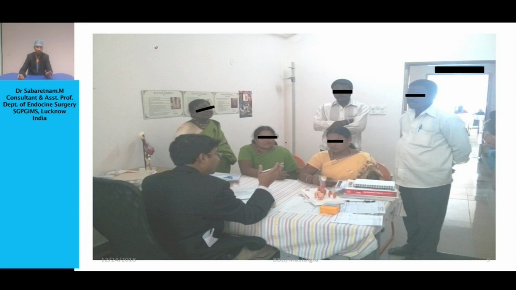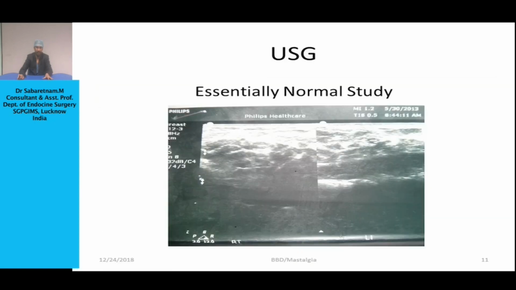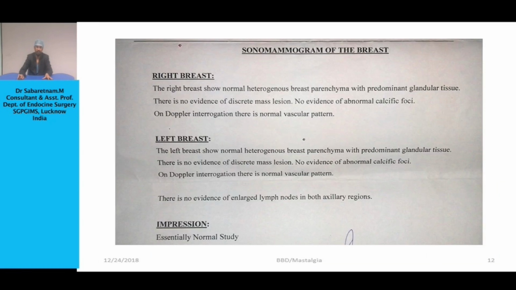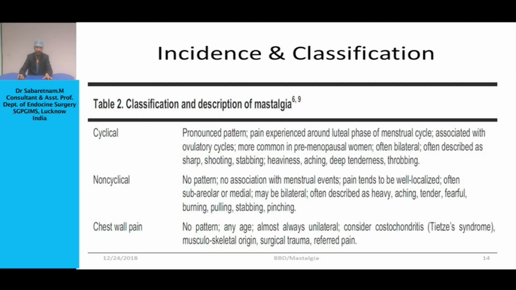So for a surgeon, it's a very small problem. For a patient, it's very big. That's what I want to convey with this slide. And these are all not needed. Somebody has done all these tests outside, including calcium. TSH and prolactin are relevant. TSH is 2.83, prolactin is 12. And ultrasound of the breast was essentially normal. And sonomammography, they were repeated again.